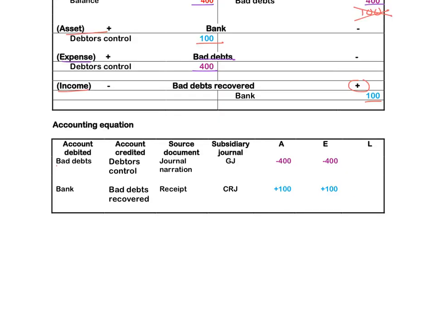Bad debts is debited to increase expenses, and expenses will decrease the profit. Debtors control is credited to decrease the assets. We will record this in the general journal, and we will use a journal narration. The bank account is debited to increase assets with 100. Bad debts recovered is credited because income increases equity on the credit side. We will issue a receipt and record this entry in the cash receipts journal.